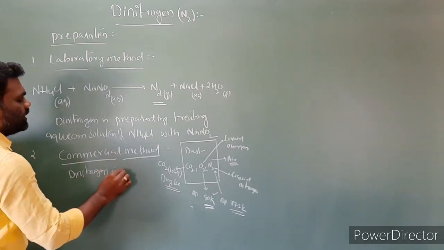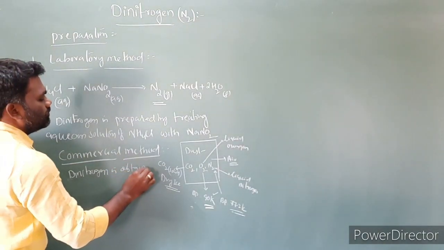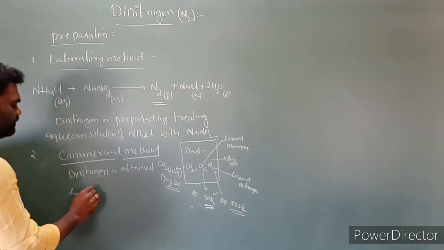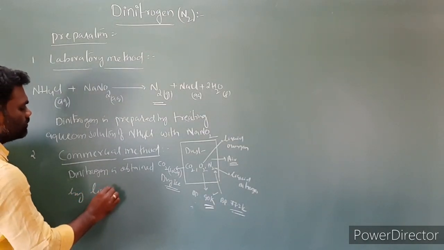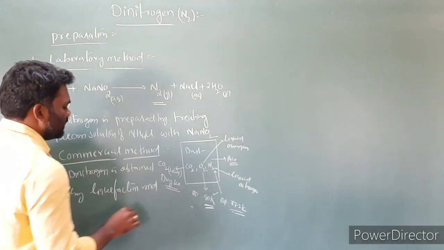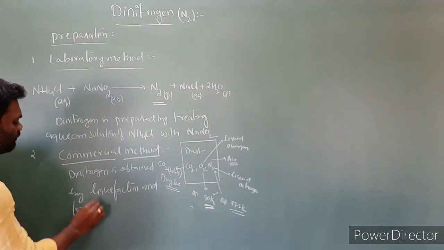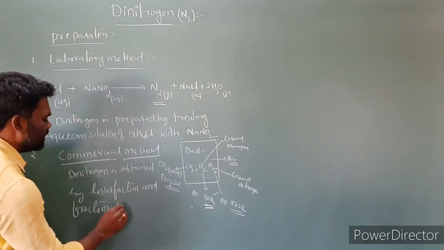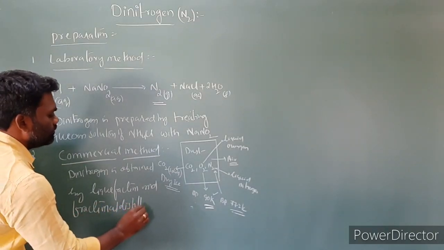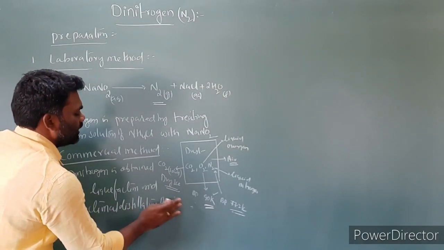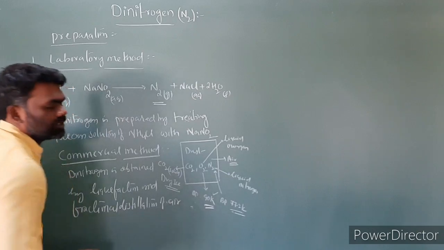Dinitrogen is obtained by liquefaction and fractional distillation of air.